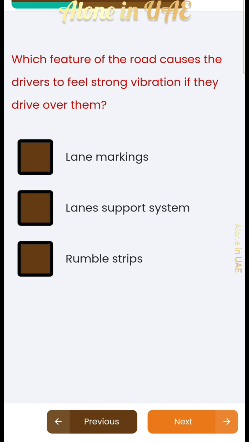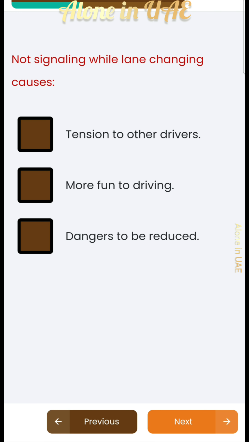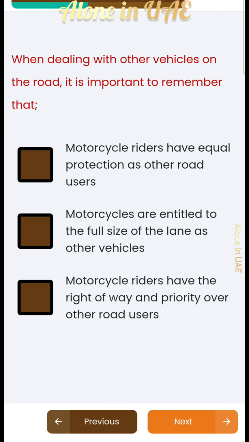Which feature of the road causes the drivers to feel strong vibration if they drive over them? Rumble strips. Not signalling while lane changing causes tension to other drivers. When dealing with other vehicles on the road, it is important to remember that motorcycles are entitled to the full size of the lanes as other vehicles.